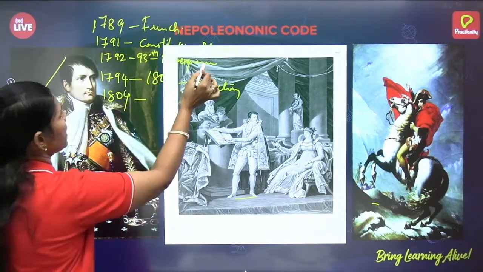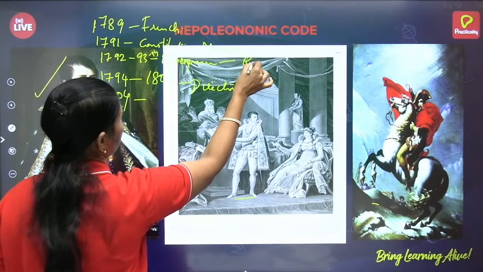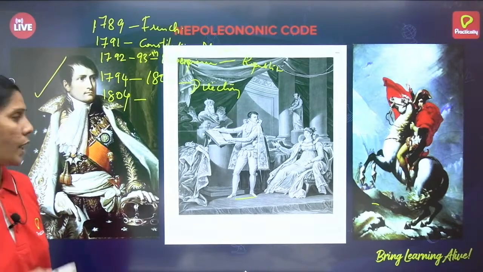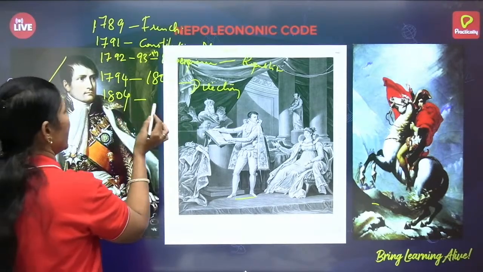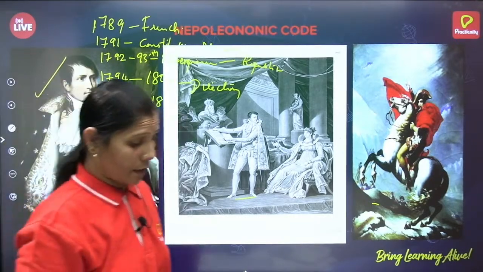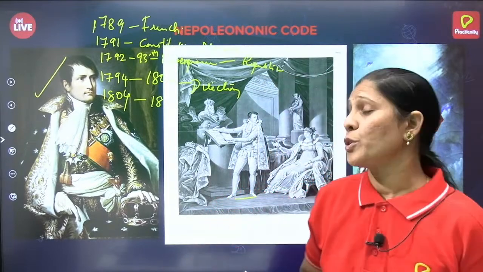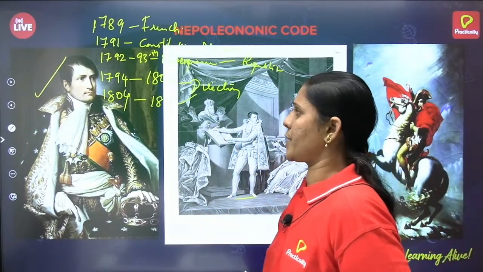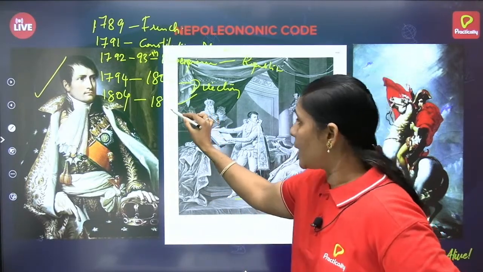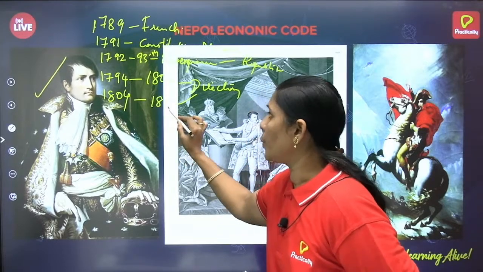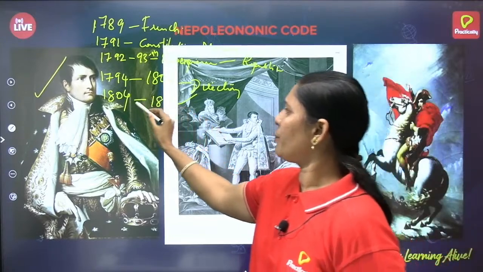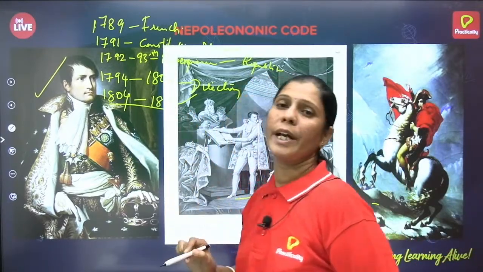Once it was a republic, the French were a republic, but it came again into a monarchical form of government. From 1804 to 1815, France was under Napoleon's control. Okay, so we are reading about the French Revolution. From 1789 to 1815, it was under the influence of Napoleon, but officially from 1804 to 1815.